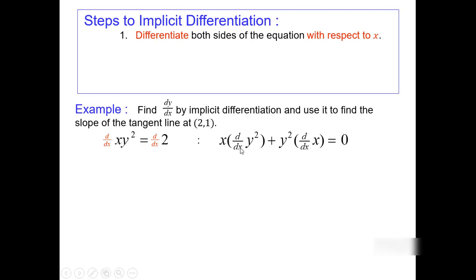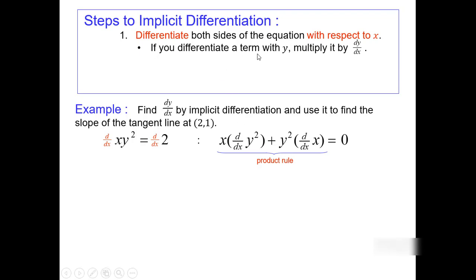Well, now let's take a look at this d/dx of y squared. If we apply the chain rule to this, assuming that y is a function of x, then we should just have to apply the derivative of the outside, which is 2y, times the derivative of the inside. So if we ever differentiate a term with y, we're simply going to multiply by an additional dy/dx.